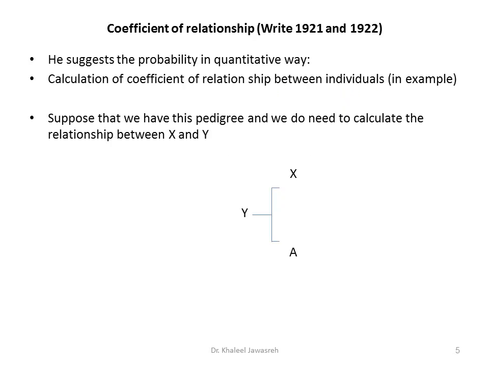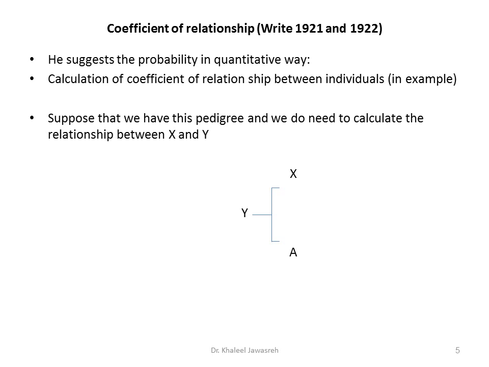Now, from the inbreeding coefficient, or from that relationship, we can go directly to the coefficient of relationship that was created by Wright in 1921, and he also added another reference in 1922, which is taught all around the earth; all breeding students take it in all universities. Wright's equation, 1921 and also 1922, suggests the probability in a quantitative way. He also returned to this relationship, or the probability, and studied it from a different angle. So, calculation of the coefficient of relationship between individuals.